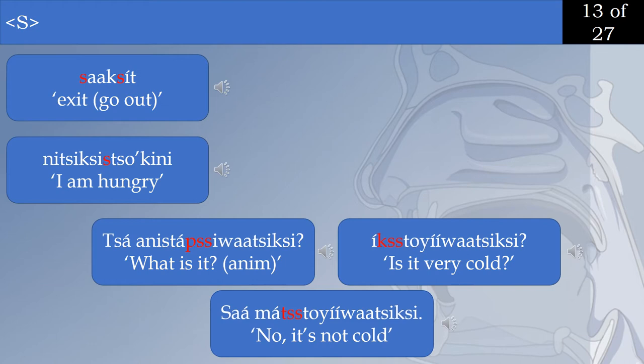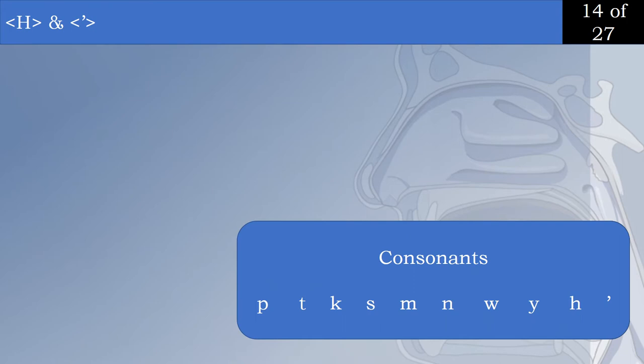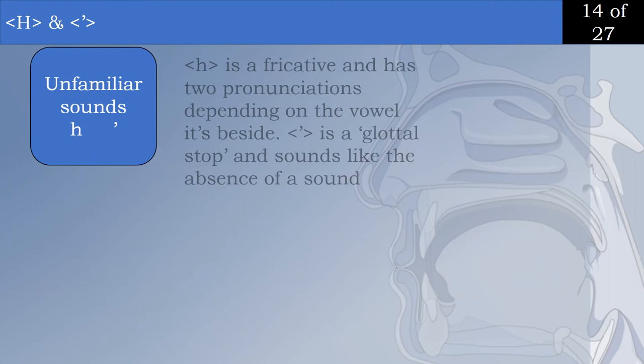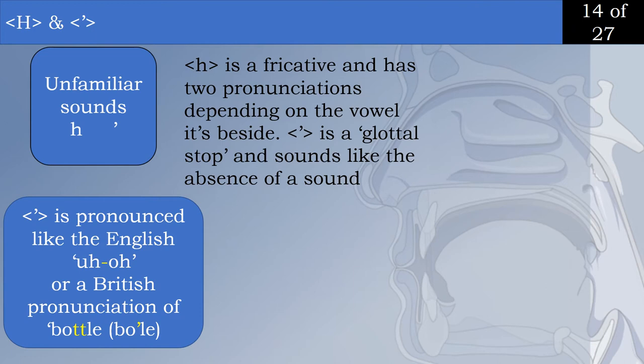The final consonants we'll look at are H and glottal stop. These may be unfamiliar sounds to you. Glottal stop sounds like the absence of a sound. It's how you might produce the hyphen in uh-oh, or if you had a British pronunciation of words like bottle, mitten, butter.